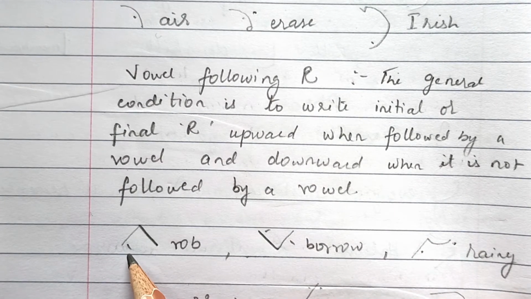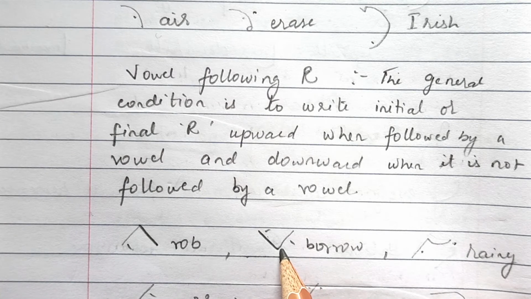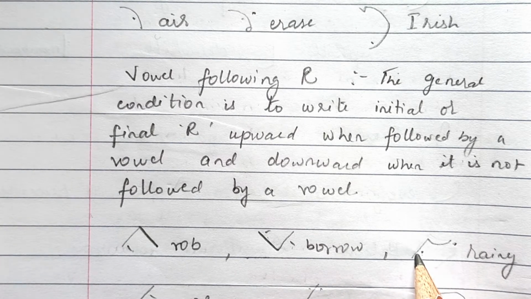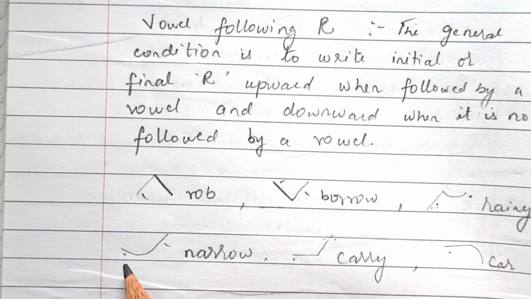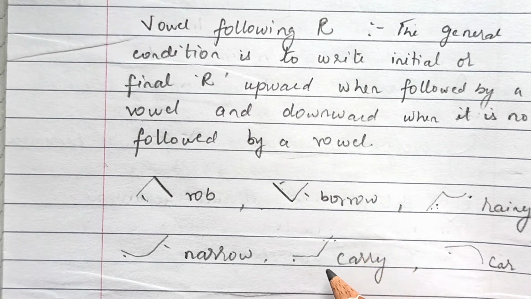Here you can see in the word rob, an upward R is written. So rob, the vowel follows R. Again borrow, again the R is followed by a vowel. Rainy, same way the vowel follows R. So when a vowel follows R, it's an upward stroke. Then comes narrow, again the R followed by a vowel, and carry, the E vowel following the stroke R. In these cases, we are writing the upward R.